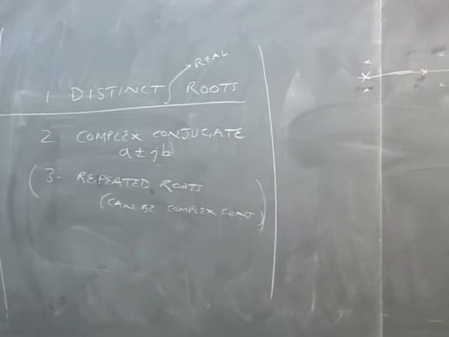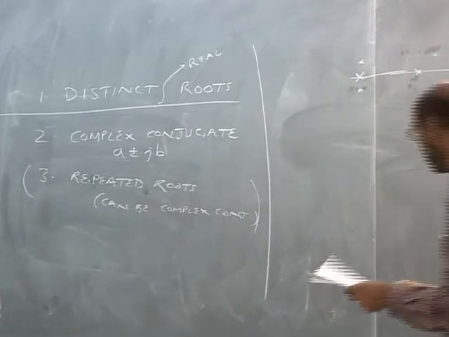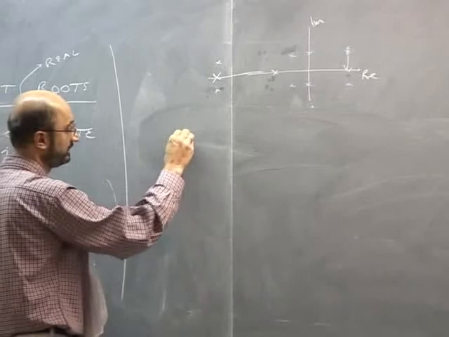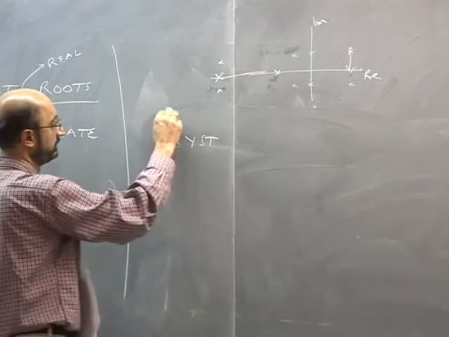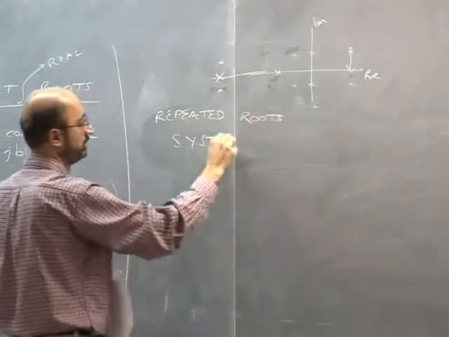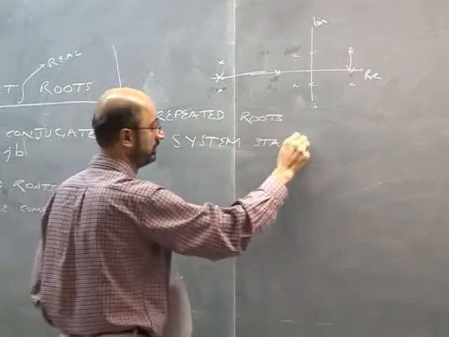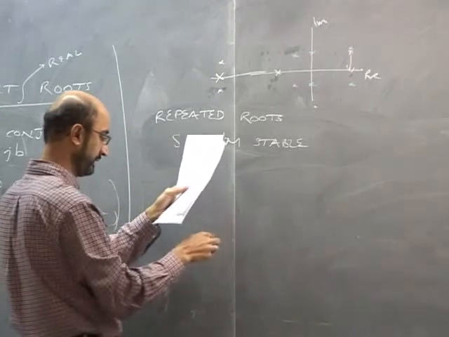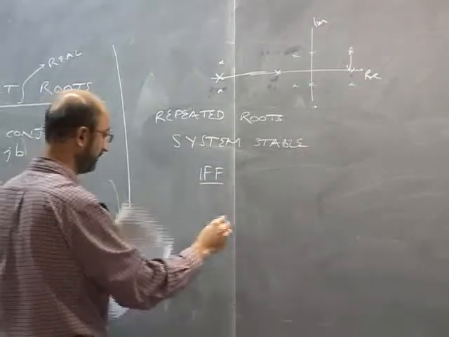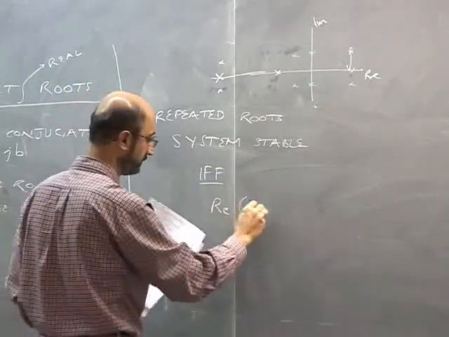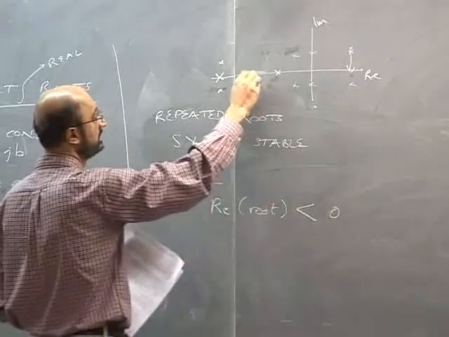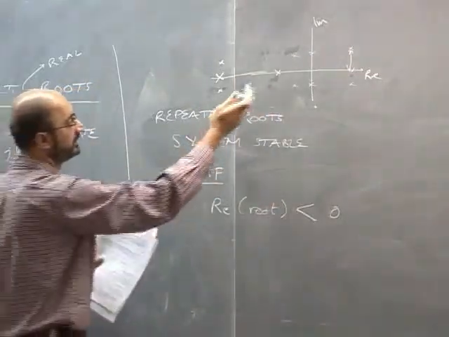Okay, so let me make sure I don't mess this up. For repeated roots, I'm not going to go into the math, but basically you can say that the system is stable for repeated roots if and only if the real part of the root is less than or equal to 0. So we need the roots to be repeated. If it's a complex conjugate, then it needs to be on the left-hand side.